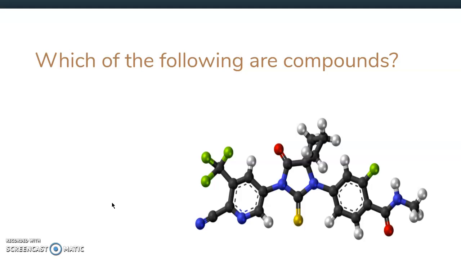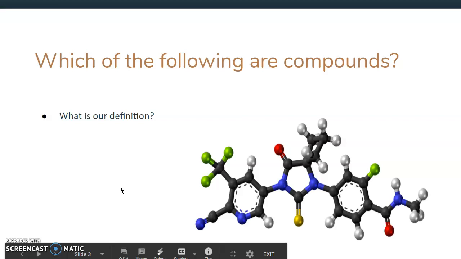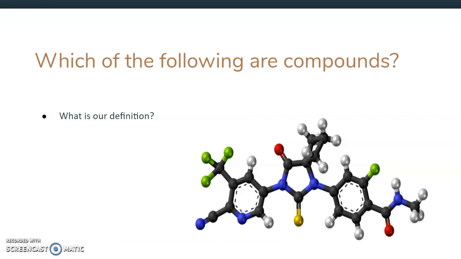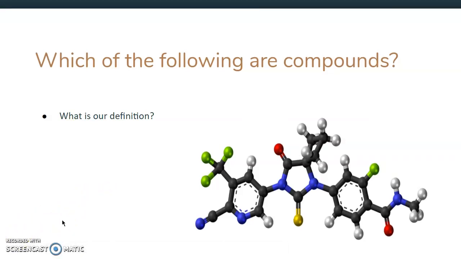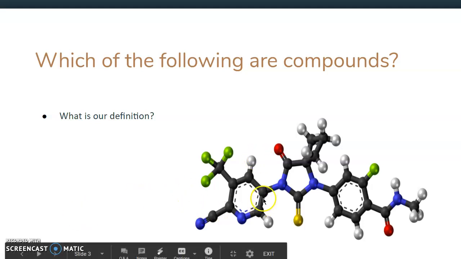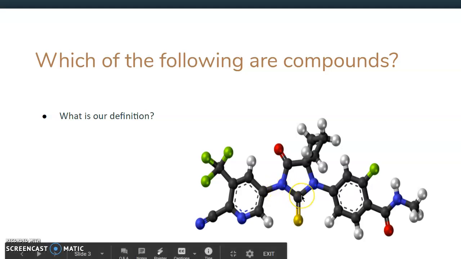Let's start talking about compounds now. So which of the following of these examples are going to be compounds? First, let's remember our definition. So a compound is a material that is made of 2 or more elements. So our picture off here to the right is one way to show a molecule. It's also a compound that is actually very complex. So since our definition is 2 or more, this picture might have around 20 different elements within it. But let's start looking at our examples.